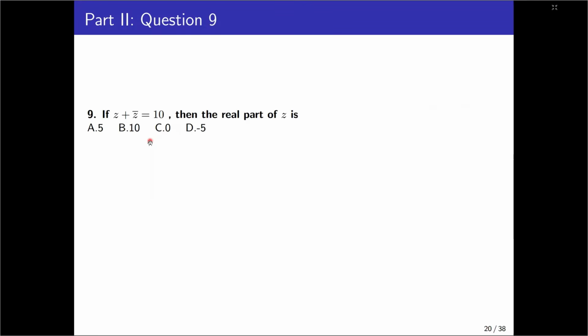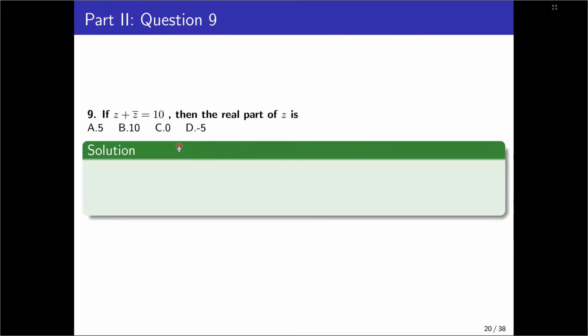Okay, question number 9. If z plus z bar is equal to 10, then the real part of z is: A: 5, B: 10, C: 0, and D: negative 5. So in order to know the real and imaginary parts of z, given that z plus z bar is equal to 10, we have to first know the standard form of z. To do this, we have to simplify z first.